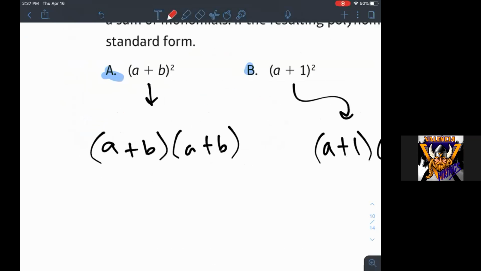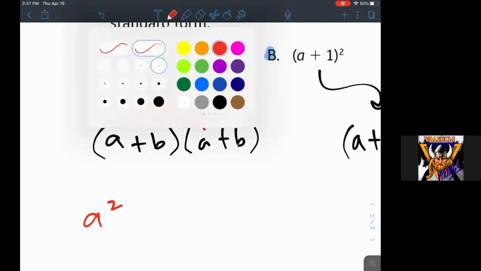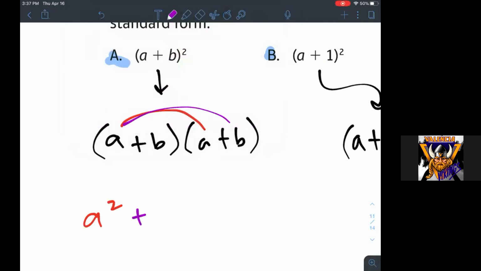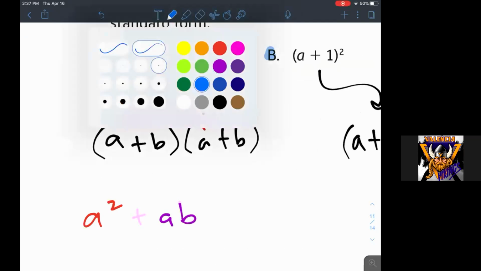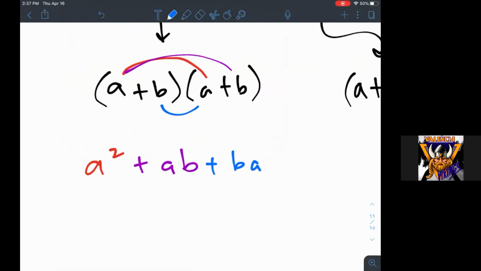Okay, so we are now going to use FOIL here, or the distributive property. A times a is a squared. A times b is, well, they're not like terms, so we'll just stack them in alphabetic order, ab. B times A is BA, but keep in mind, y'all, the commutative property says the order in which we multiply doesn't change our answer. So B times A is the same thing as A times B. And I'm really just going to do that for the ease of combining like terms at the very end. And last but not least, B times B is B squared.